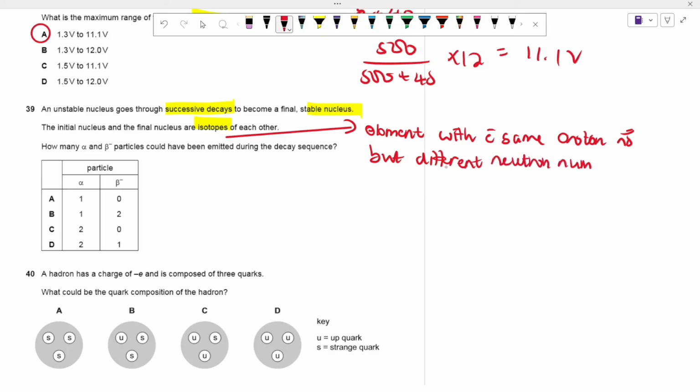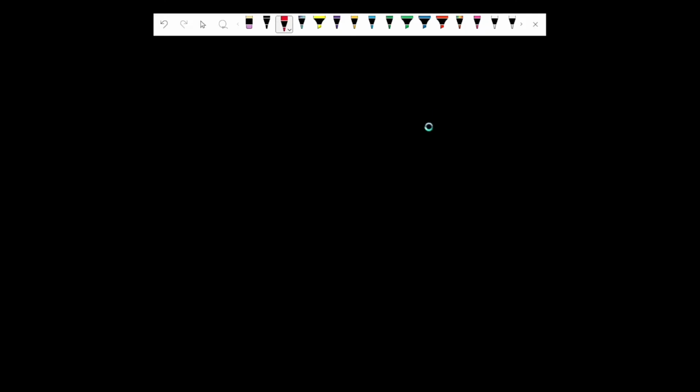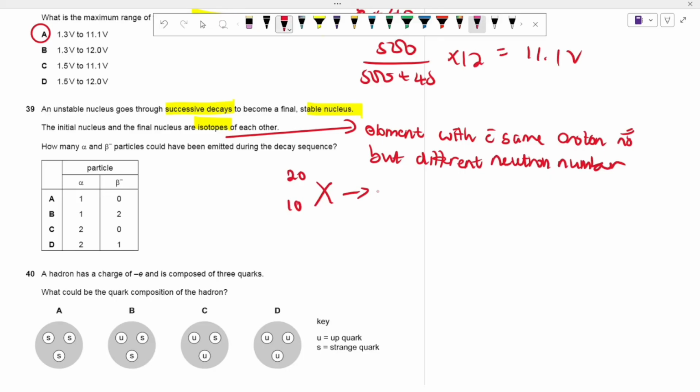But different neutron number. So we're going to start off with an element, let's say X with nucleon number 20 and proton number 10. If it undergoes alpha decay, it's going to form a daughter that has 16 and 8, Y, plus 4, 2, and then an alpha.